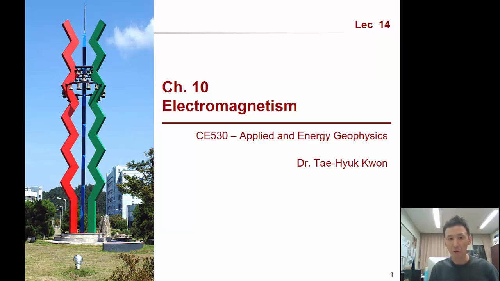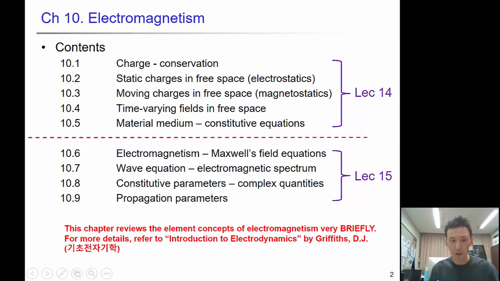From this lecture we're going to talk about electromagnetism. In chapter 10 we'll mostly talk about the governing equations and the constitutive laws of electromagnetism. In this lecture we'll cover sections 10.1 to 10.5. Mostly we'll talk about some laws of electromagnetism, and in the last section, 10.5, we'll talk about some electromagnetic properties of the medium.